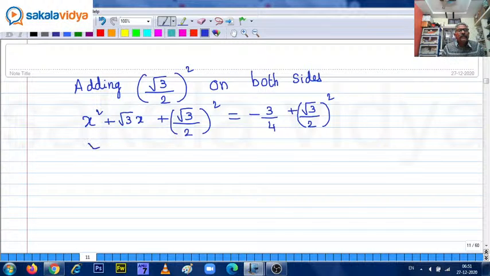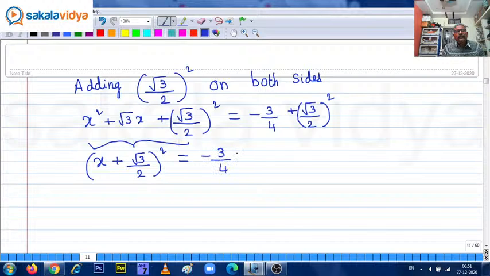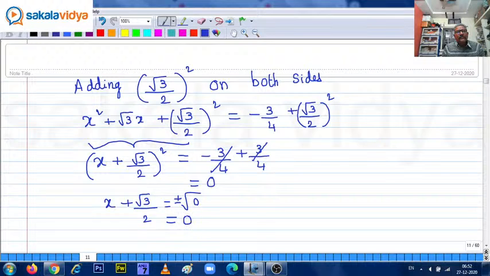So now the left hand side is a square plus 2ab plus b square, a plus b whole square. Here, x plus b means root 3 by 2 whole square equals to negative 3 by 4 plus root 3 square is 3. Please remember, 2 square is 4. Minus 3 by 4 plus 3 by 4 cancel. We have 0. So x plus root 3 by 2 equals to plus or minus root over 0. But you will get 0 here. So 0.